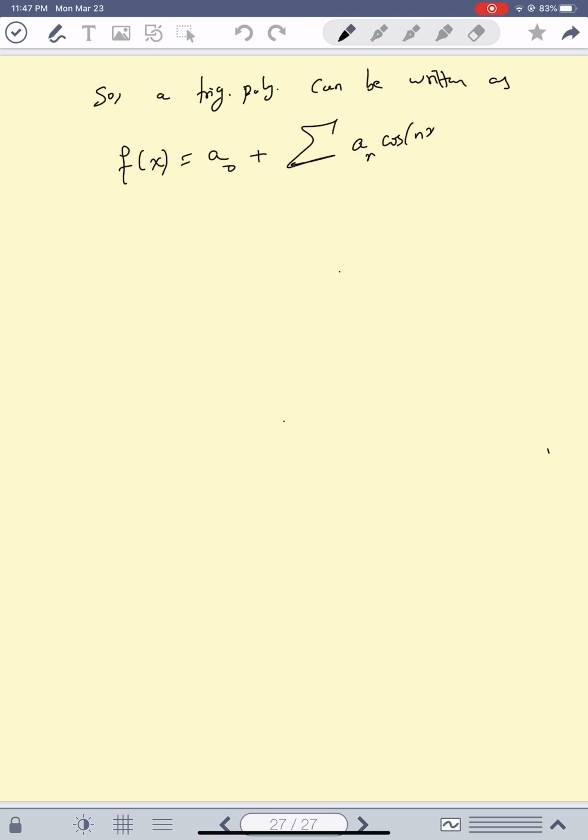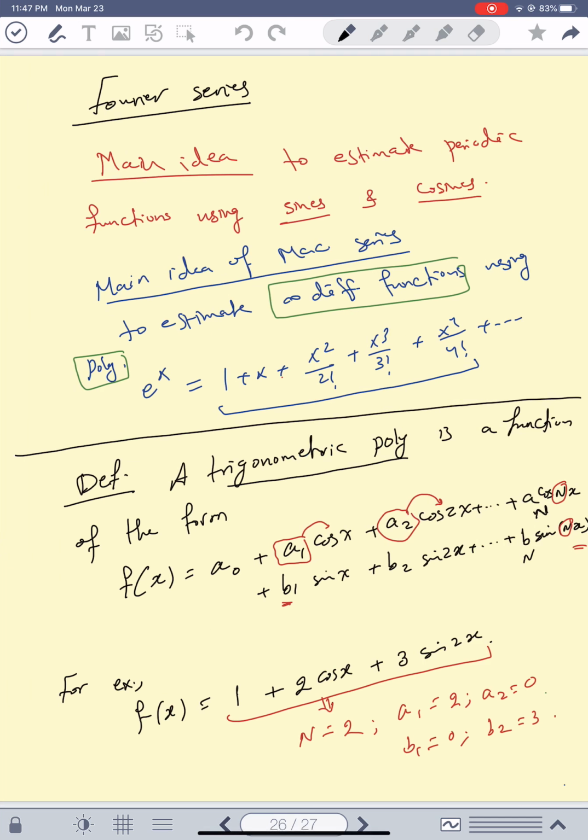Okay. Now, if you agree, a trigonometric polynomial can be written in the form: a constant a naught plus the sum of a sub n cosine nx plus b sub n sine nx, where n goes from 1 to big N. This is exactly this. Okay, this is exactly this.